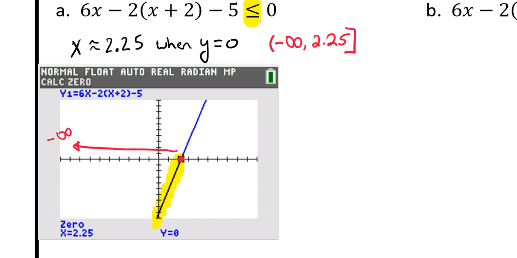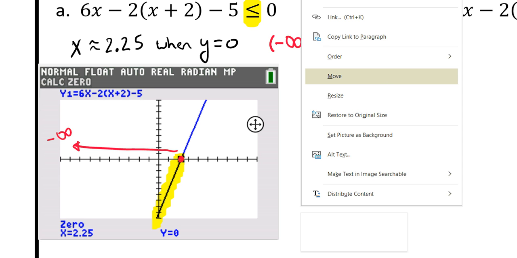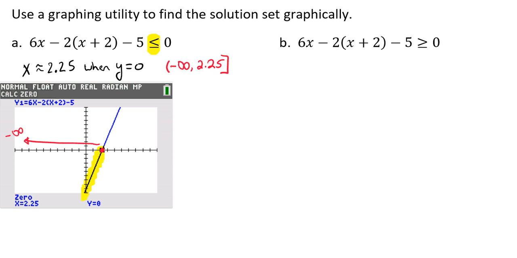So what does that mean as far as our second piece? Our second piece is asking for greater than or equal to 0. So what does that mean as far as our graph is concerned? Well, what it means is that we're looking for from this point greater than 0, so above the x-axis, which we see happens from, again, this point all the way as x is increasing to positive infinity. So here we're going to go from 2.25 all the way to positive infinity.